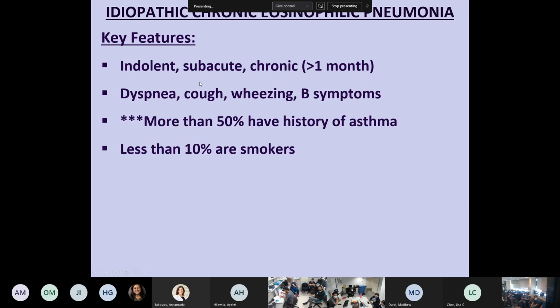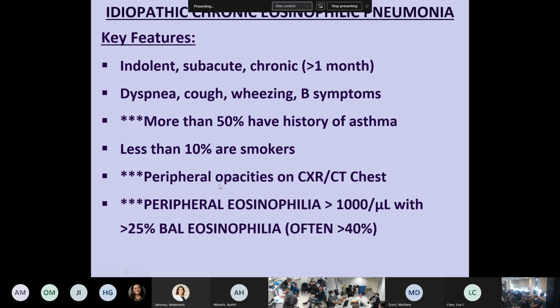Like we talked about, more than 50% have a history of asthma. In fact, more than 2/3. Less than 10% are smokers, so smoking may be protective. And like we talked about, peripheral opacities on imaging. And peripheral eosinophilia must be present to diagnose chronic eosinophilic pneumonia, contrary to acute eosinophilic pneumonia.